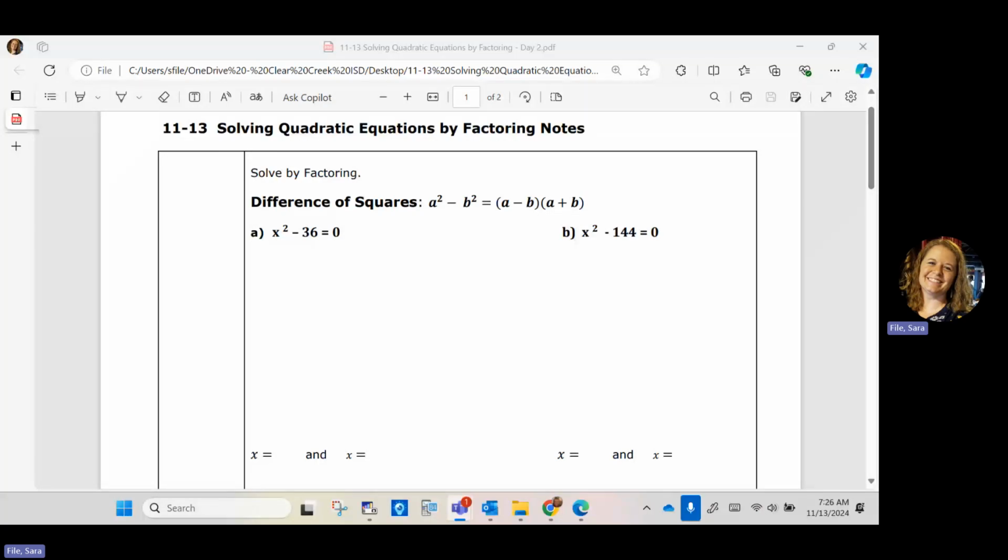Yesterday, I went over solving quadratics by factoring, and it was just basic factoring with trinomials or GCF. Remember, you can either take out the greatest common factor if all of the terms have it in common. And with the trinomials, the quadratics in trinomial form, we were able to use the X method.